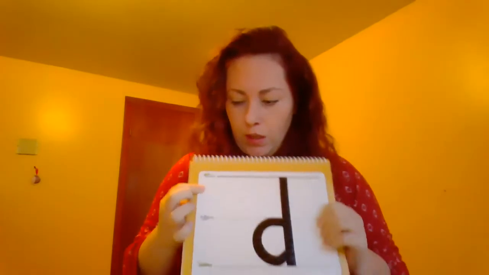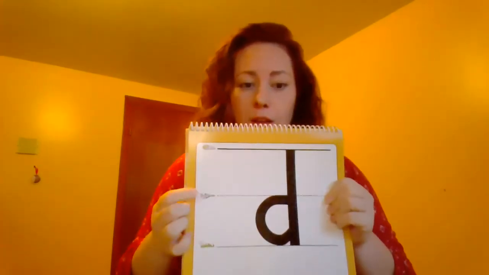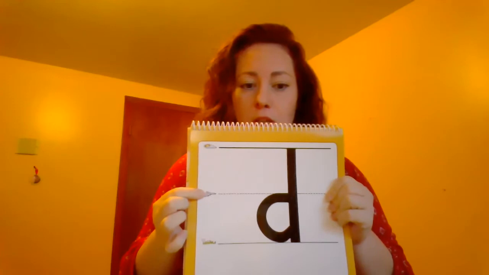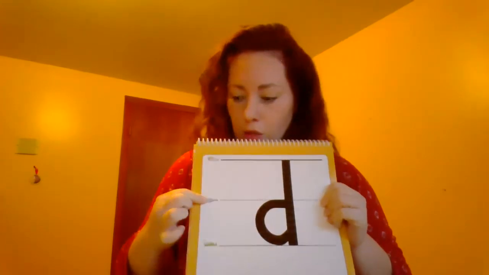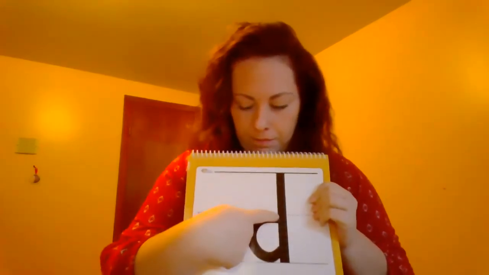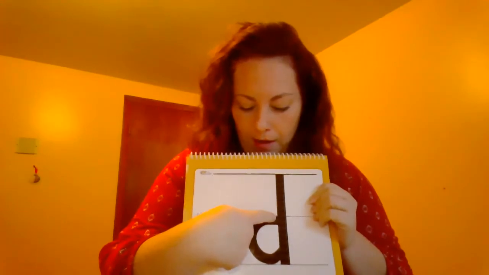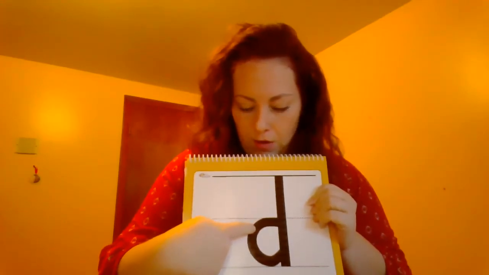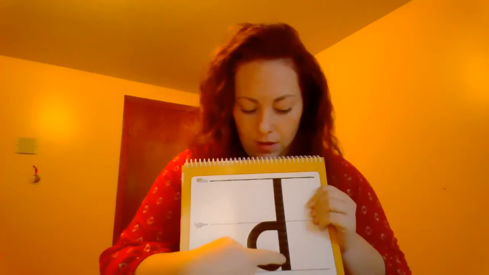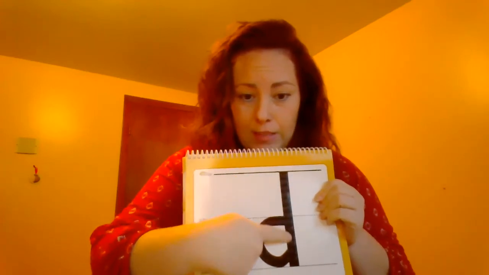The first thing we're going to do with letter D is we're going to find the plane line, because letter D starts at the plane line. So we're going to point to the plane line. We're going to go back on the plane line, down and around to the grass line. We're going to fly all the way up to the skyline and trace that same line back down to the grass line.